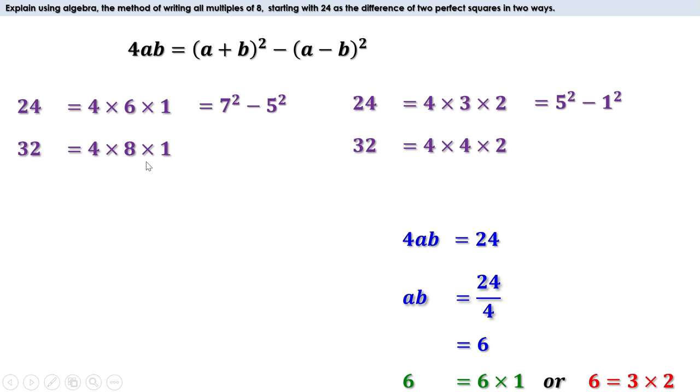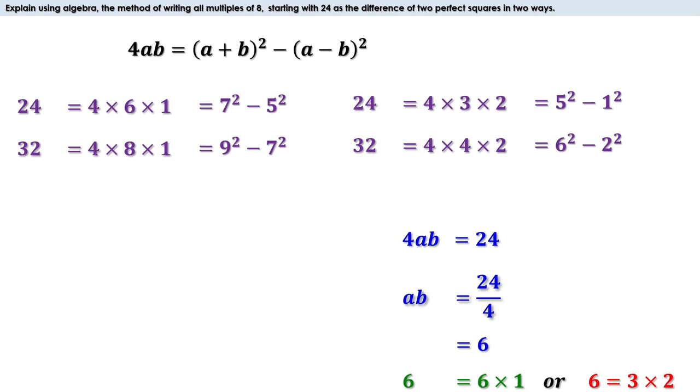Here A is 8 and B is 1. Therefore A plus B equal to 8 plus 1 or 9 and A minus B equal to 8 minus 1 or 7. So this can be written as 9 square minus 7 square. In this case A is 4 and B is 2. Therefore A plus B is 6 and A minus B is 2. So this can be written as 6 square minus 2 square.